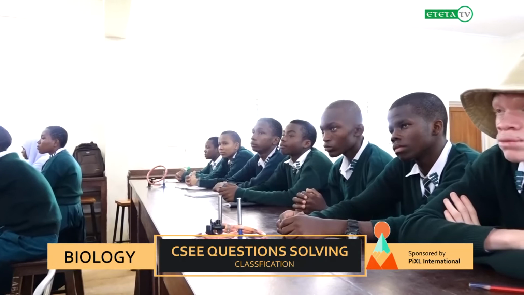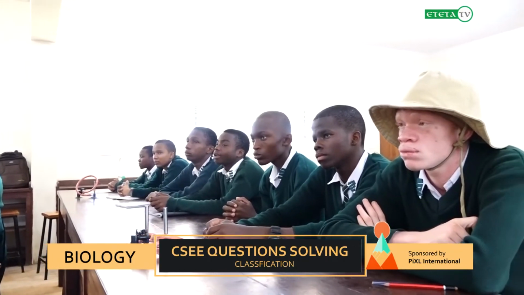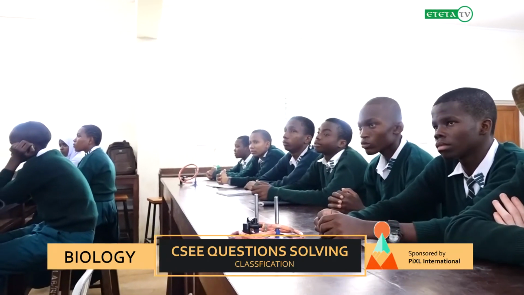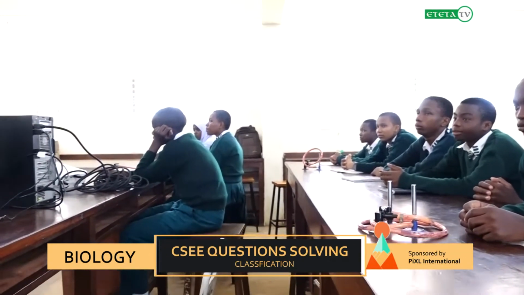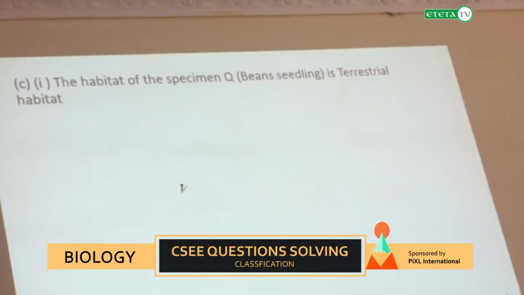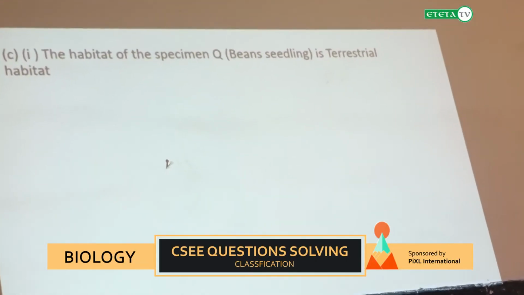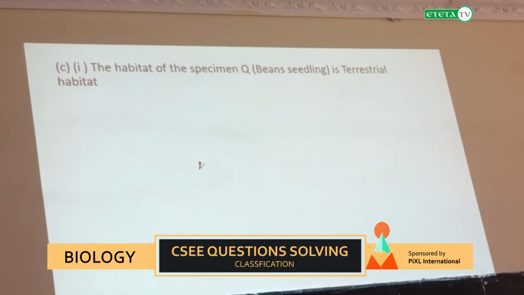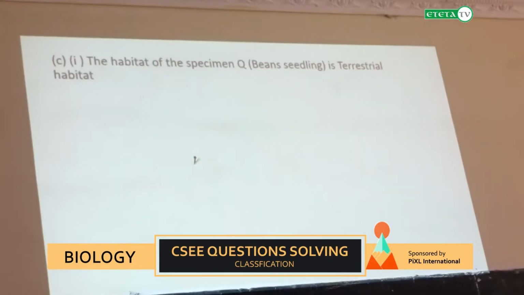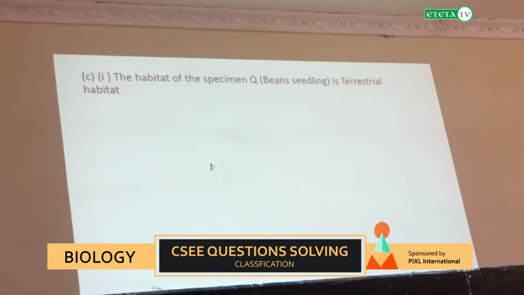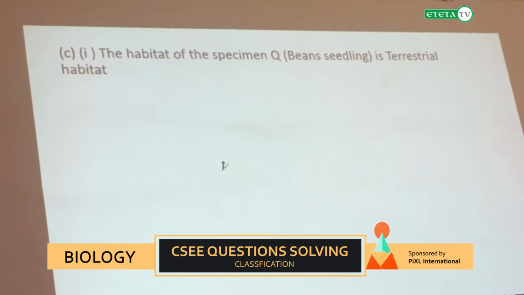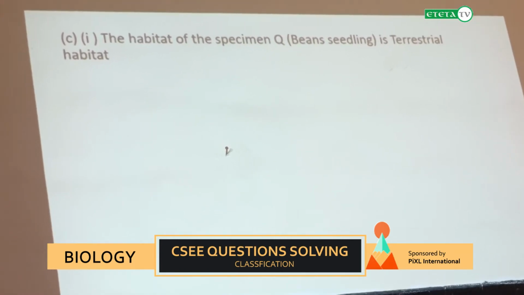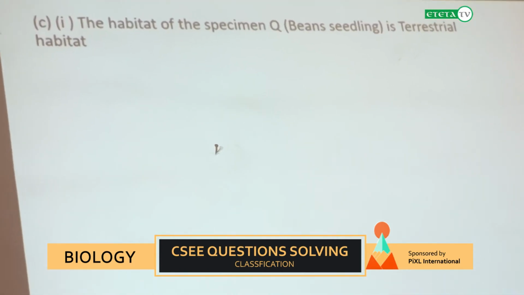Let us go to part C, Roman 1. The habitat of the specimen Q, which is the bean seedling. The habitat of this specimen is the terrestrial habitat. You can find it in the terrestrial habitat, not aquatic, so it is available on the land.